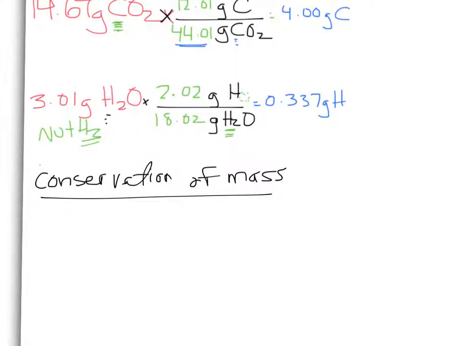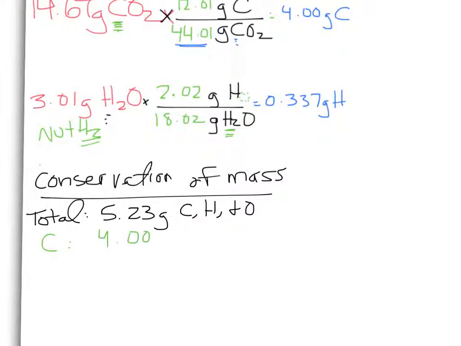And so here's the deal. I know that I total started with 5.23 grams of carbon, hydrogen, and oxygen. Well, in the end, I know my carbon content was 4.00 grams, and I know that my hydrogen content was 0.337 grams. Well, the only thing that I'm missing is oxygen.